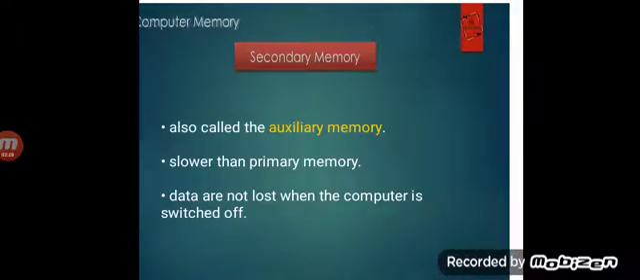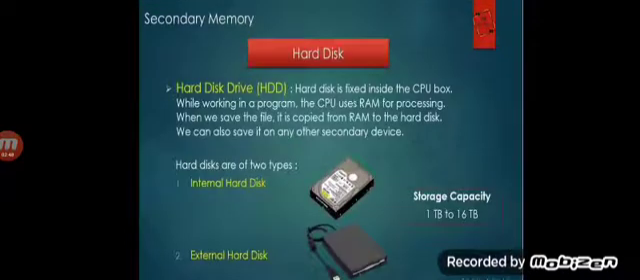Now we will learn about secondary memory. Secondary memory stores information permanently. When you save your data with the save option, it gets saved in a secondary memory device. So our first device is hard disk drive. In short, we simply call it HDD, right?